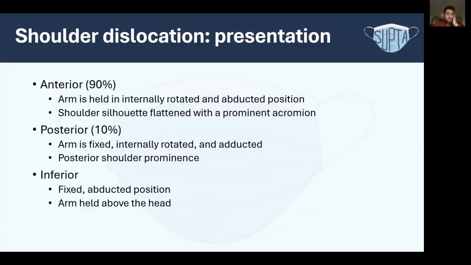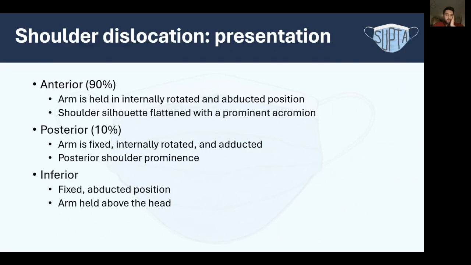So, as I mentioned, 90% of shoulder dislocations are anterior dislocations, and the position you would find the arm in is internally rotated and abducted, and you might have a flattened silhouette with a prominent acromion. The 10% which aren't anterior are usually posterior, where you find the arm is fixed, internally rotated, and adducted. This commonly happens in two situations, one of them being in people who have epilepsy. So when they have a fit, they sometimes tend to get their arm dislocated.